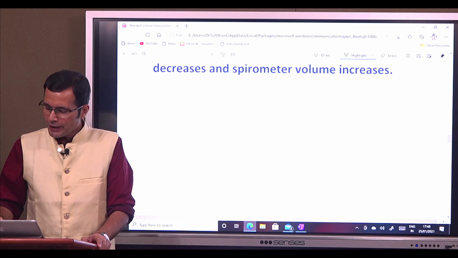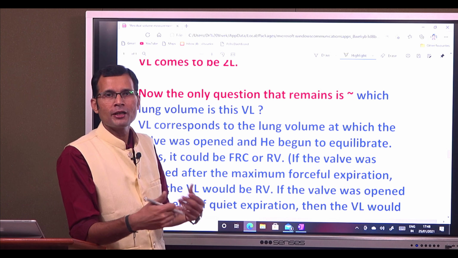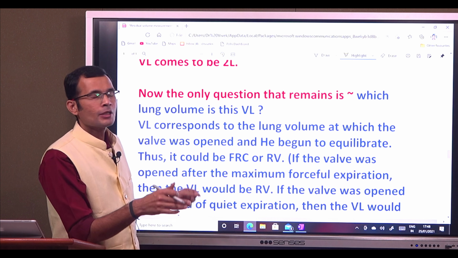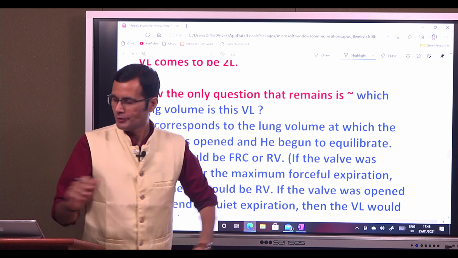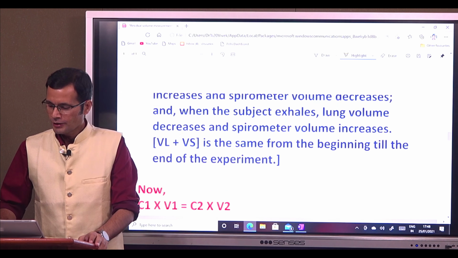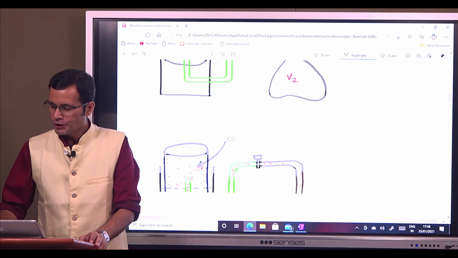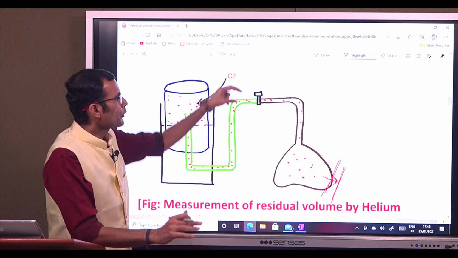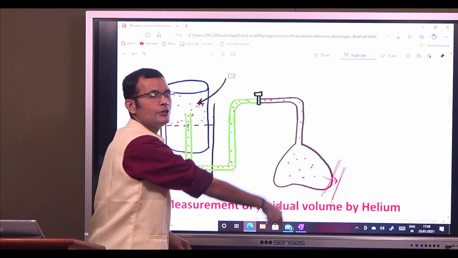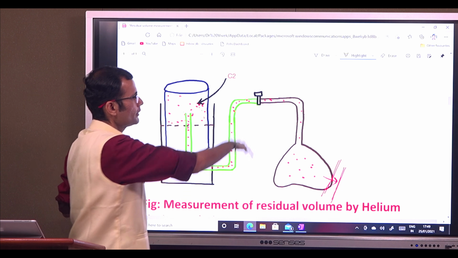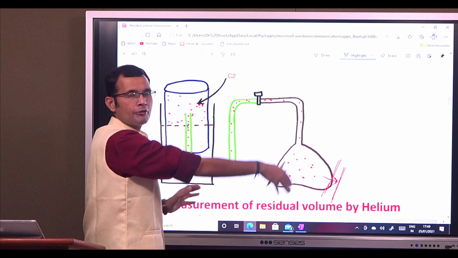Look, which lung volume we are measuring will depend on what the lung volume was at which the valve was opened. You get the point? There is a valve over here. We are going to open the valve and then the helium is going to be dispersed into this entire volume between the spirometer and the lung, this entire V2.